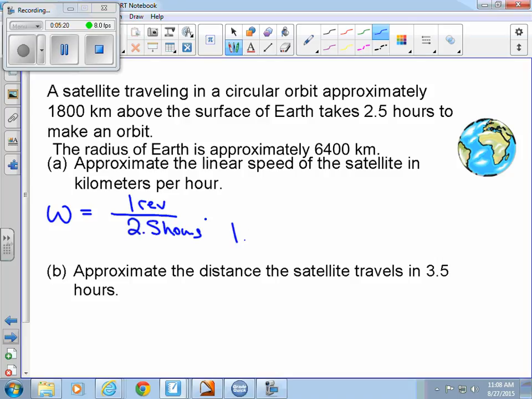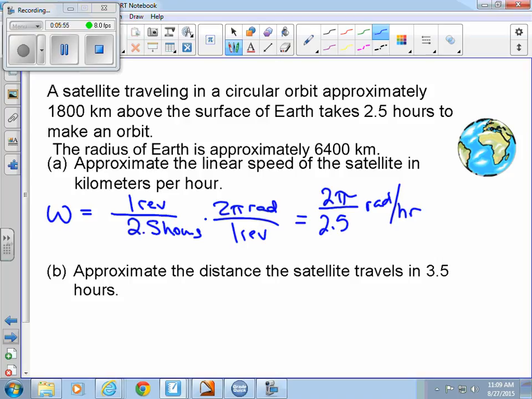I'm going to change the one revolution to 2 pi radians. And am I okay with hours? Yes, I would like to leave it that way. So it's 2 pi divided by 2.5. And you can even leave it like that if you want. I don't really care. You could change it all into a fraction, or you could do it decimal. Questions so far?